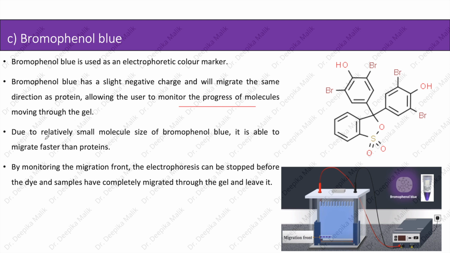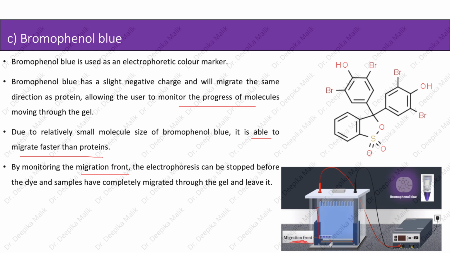Due to the relatively small molecule size of bromophenol blue, it is able to migrate faster than proteins. By monitoring the migration front, as you can see in the diagram, the electrophoresis can be stopped before the dye and samples have completely migrated through the gel and leave it. So this bromophenol blue, because of its color, makes it easy for us to know when we are supposed to switch off the power supply, because if we don't, the sample will eventually run out of the gel.